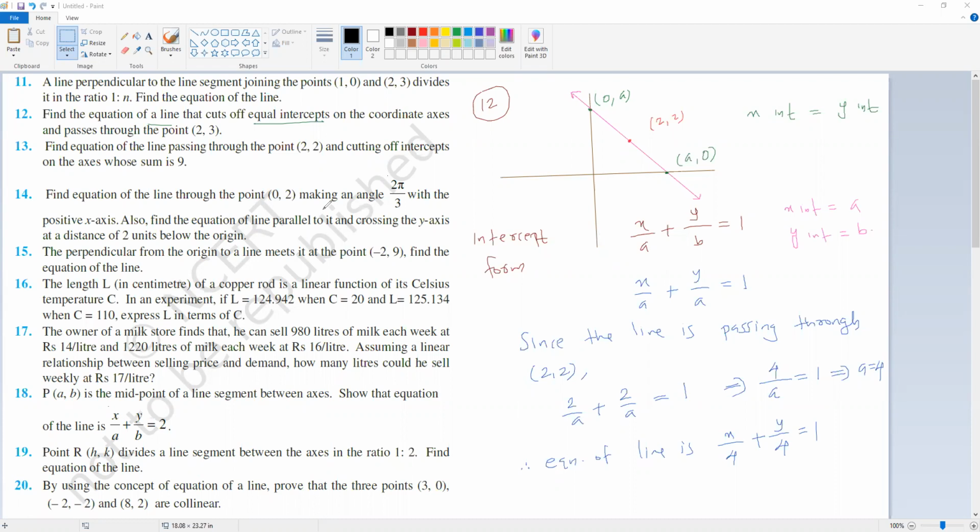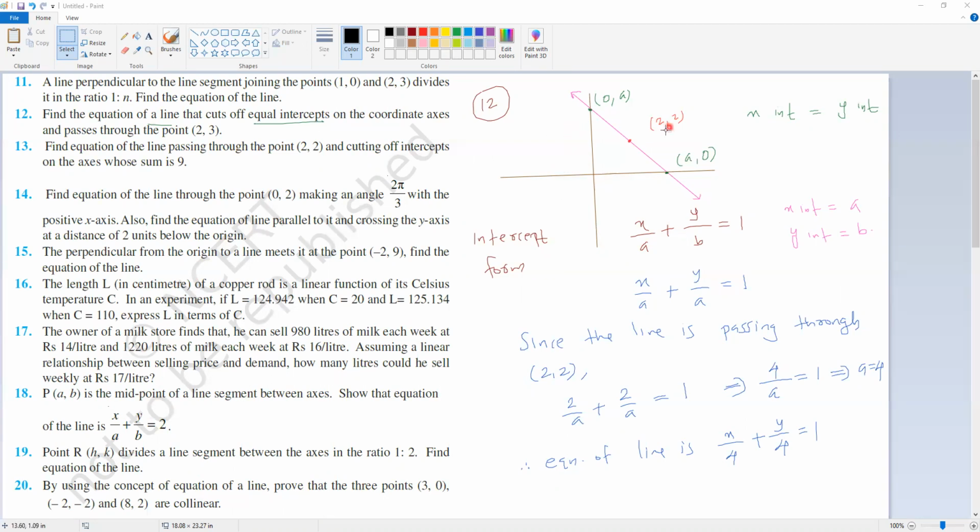Got it? आया समझ में? Yes, sir. No, but there is a mistake.